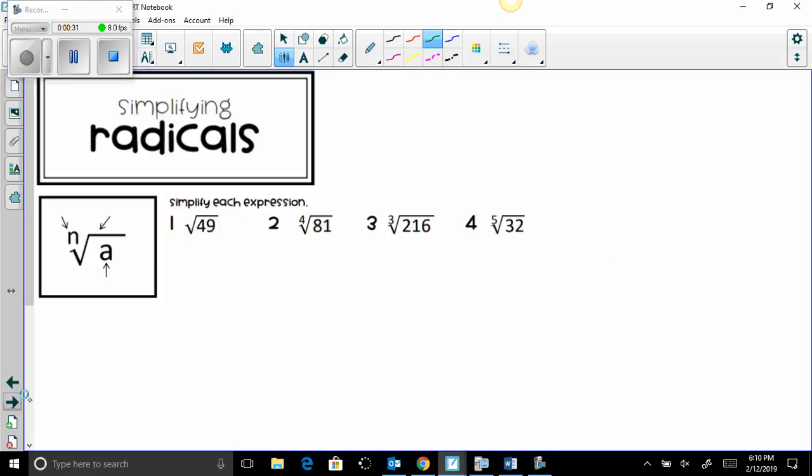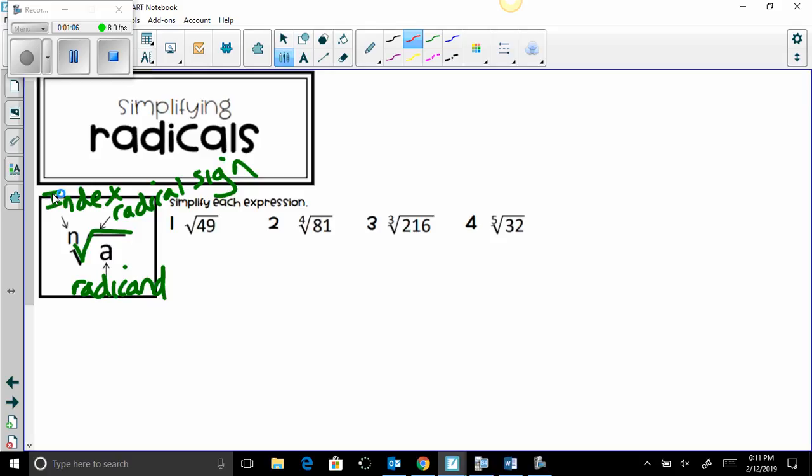We're going to first look at simplifying radicals. First of all, the basic stuff that you already know. What does n represent when it's in this little top corner right here? That is your index. This one is your radical sign. And the number under the radical sign is your radicand. Again, that is all review.